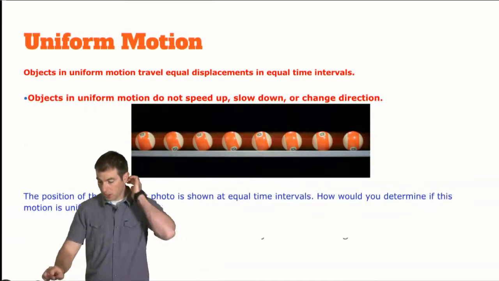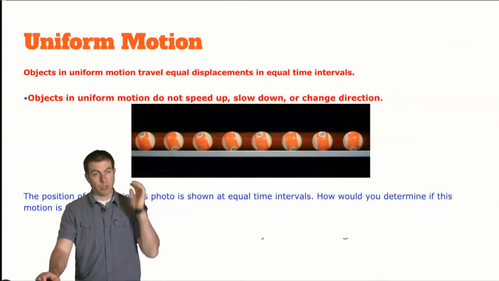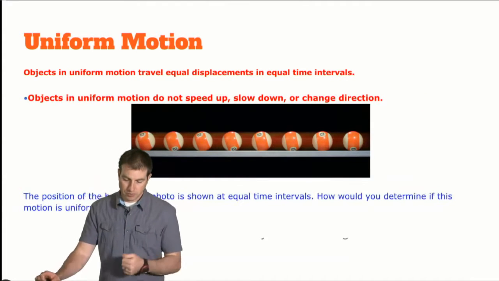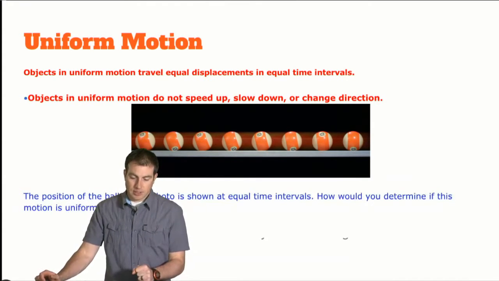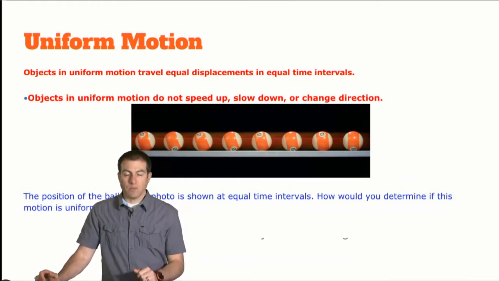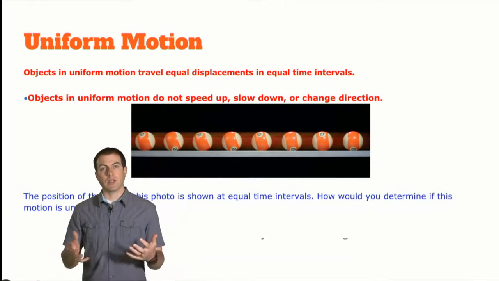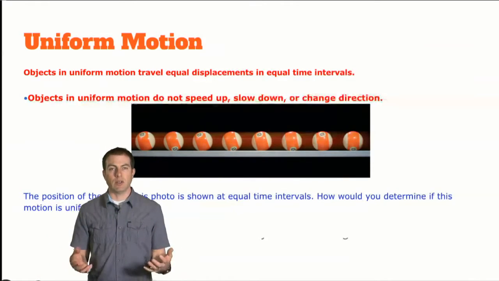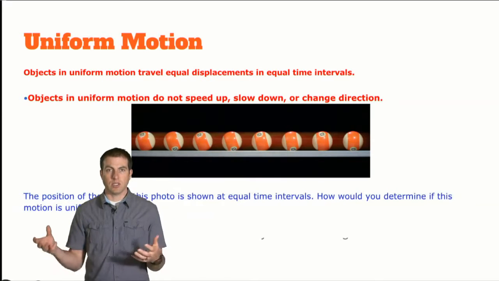Moving on. We're going to talk a little bit about uniform motion, more so after the break, but for now, it's the definition. So a uniform motion is an object that's not speeding up or not slowing down. It's traveling at a constant rate.